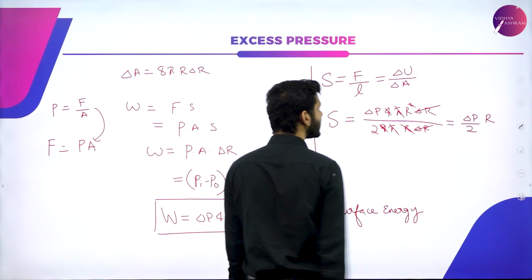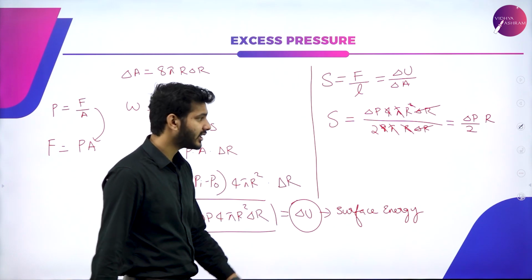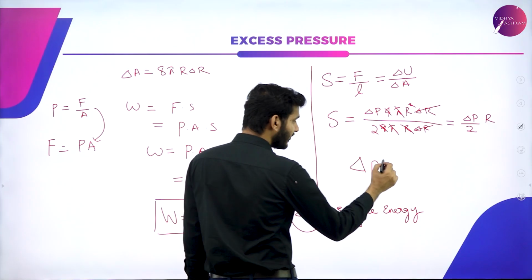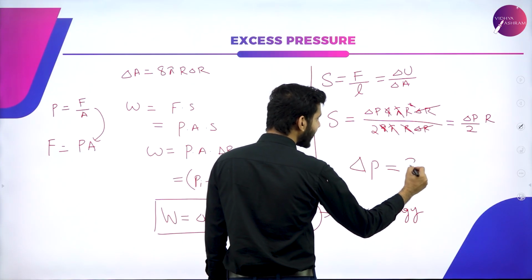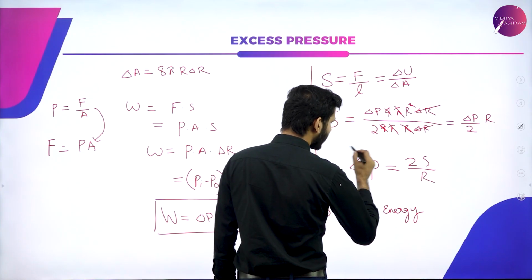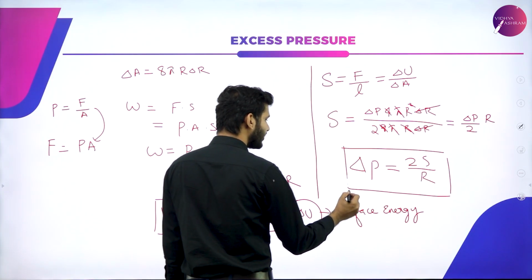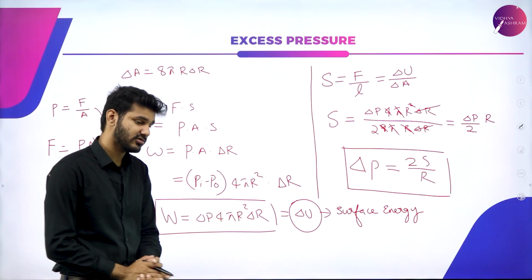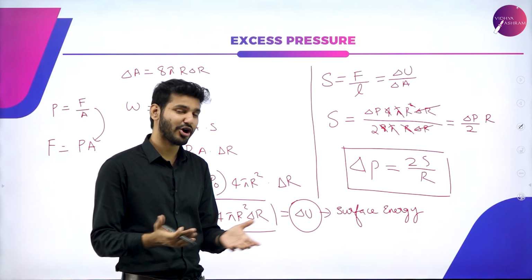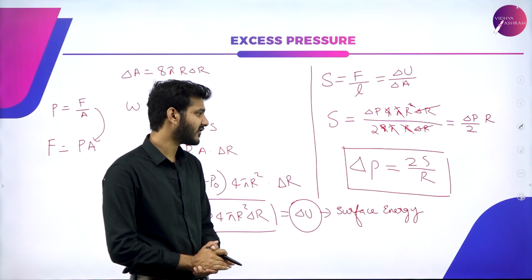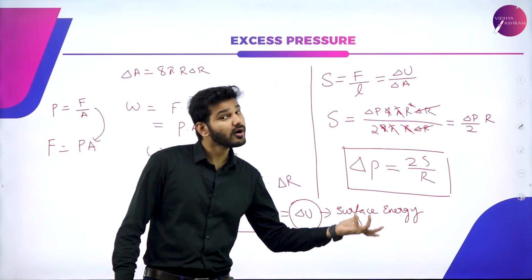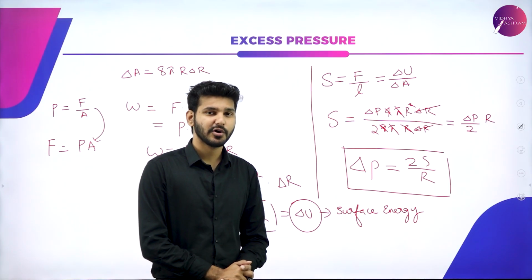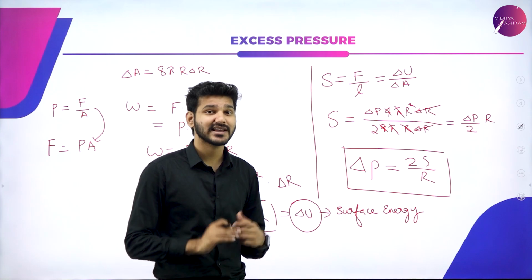There will be an r here. If I rearrange this equation, I can say that excess pressure inside a bubble will be equal to 2S divided by r. So there you go, the derivation in terms of a small bubble. You might be sad that I didn't do the other derivation, but if I do the derivation, this is how the excess pressure equation will come out for a bubble. So I hope you have understood how a bubble has excess pressure.